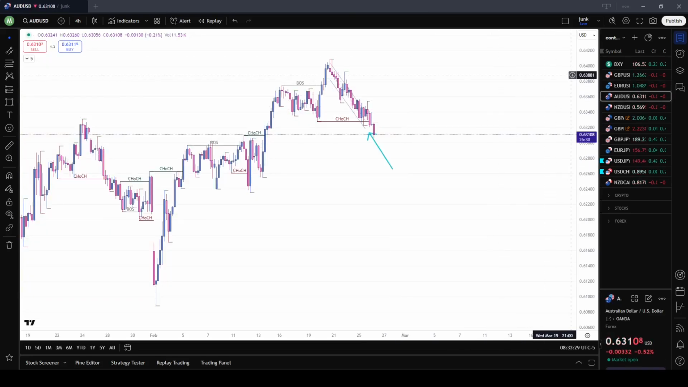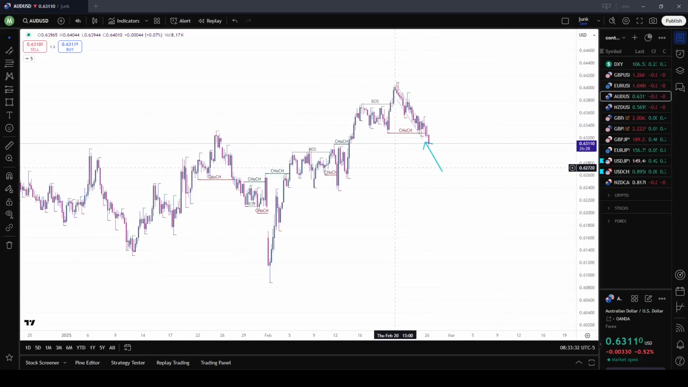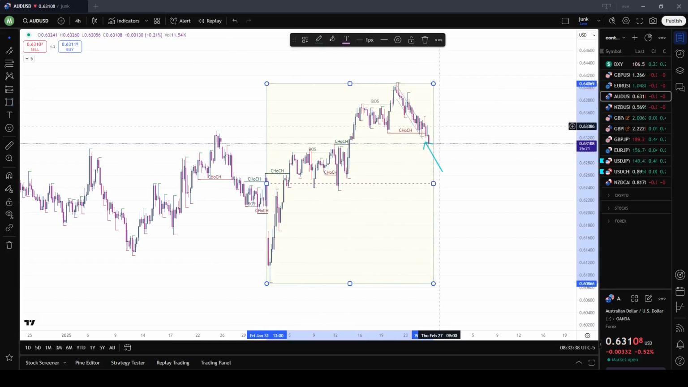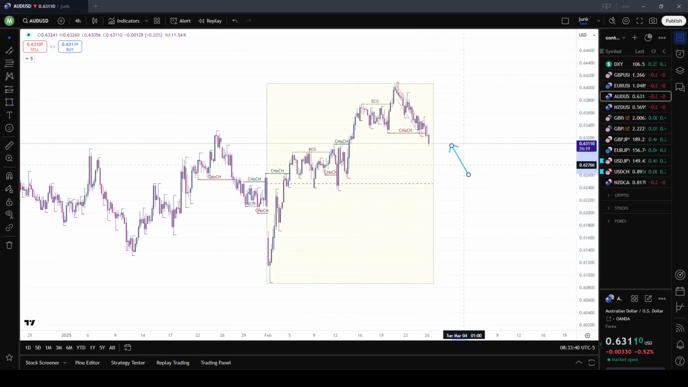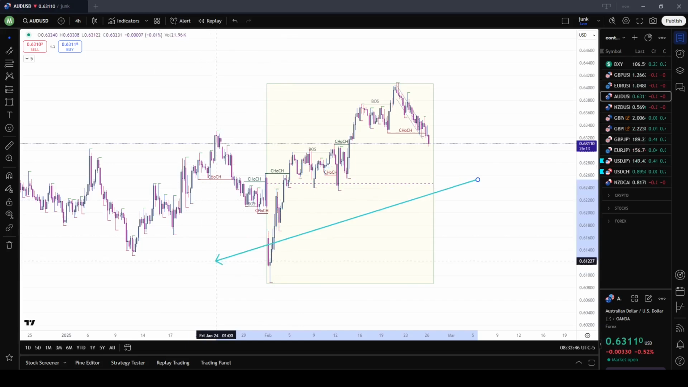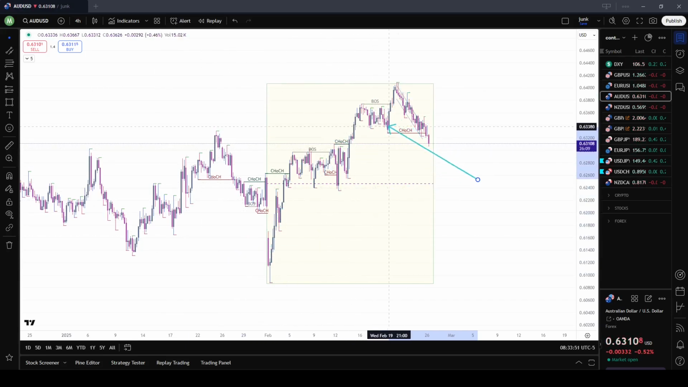AUD USD, and let's go ahead and map out the current range from the lows to the current and most recent high. And this did break out past the highs, it's making higher highs. Before I was saying this is a spring, swept liquidity, started breaking out past the highs of the range, higher highs, higher lows, higher highs.